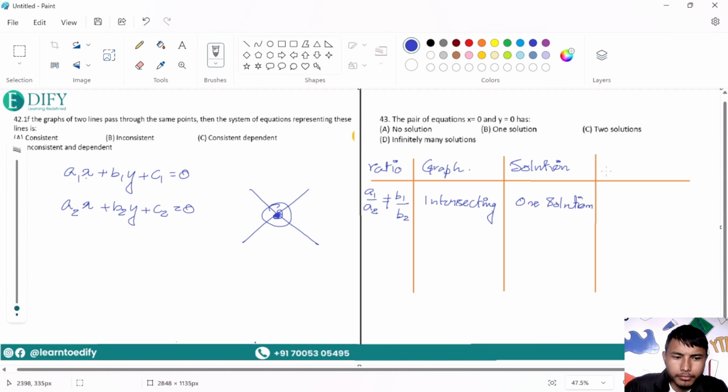And then what will be the nature of this? They are consistent. Now the second ratio.